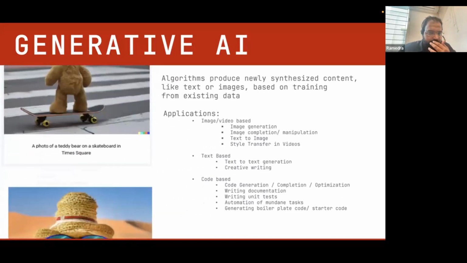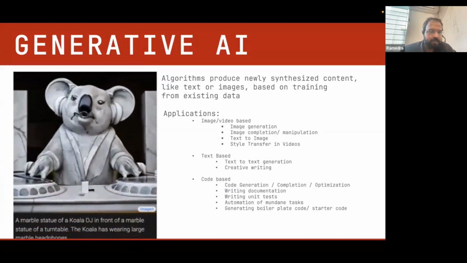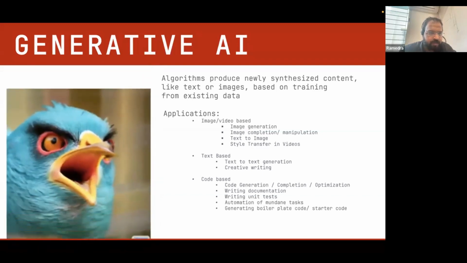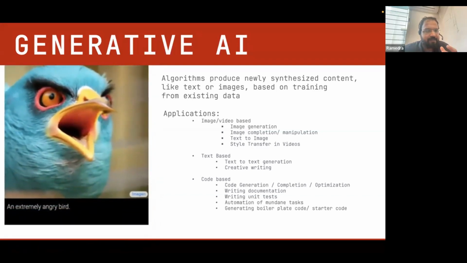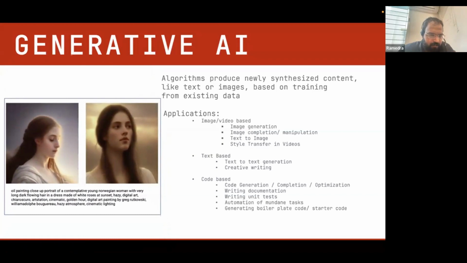Right? This is an image of a cactus which is wearing a hat and neon sunglasses. So there's a prompt. You have to write something, and based on what you write, it is able to generate an image, right? This is the image of a cola bottle if it was a DJ, and a stone carving of it. This is the image of a bird which is having a human expression of being angry. This is also generated using AI. This is again an image of a human-like figure.